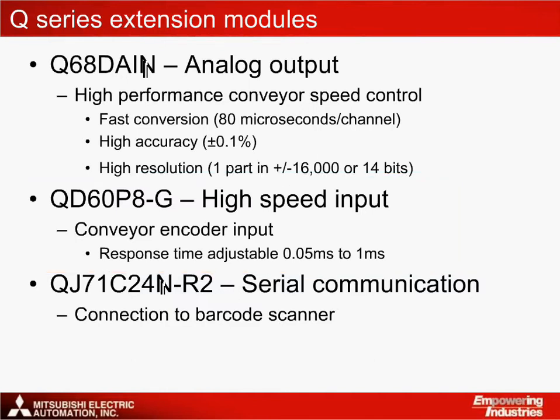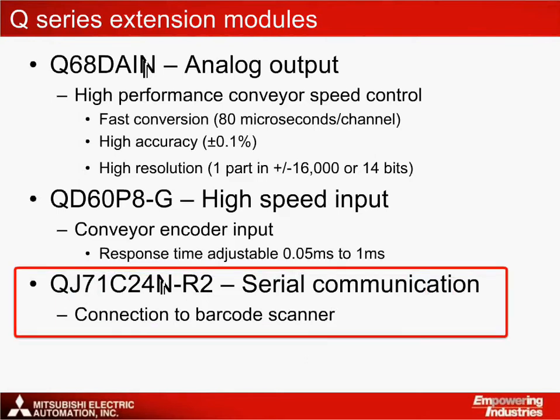The serial communication module provides a way to link the Q-series system to third-party devices. In this application, the serial communication module allows connection to the barcode scanner. The modules can be regarded as communication coprocessors as they support a variety of dedicated communication functions that are accessed via the special CPU instructions.